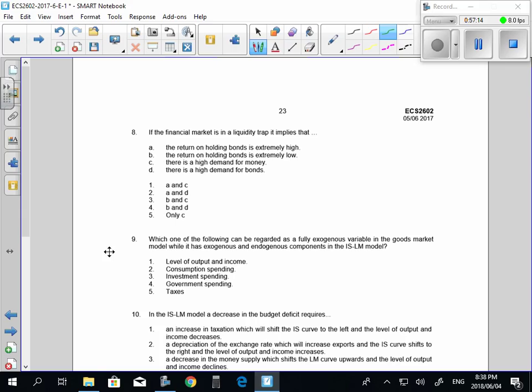Question 8. If we are currently in a liquidity trap, remember where your money supply curve intersects the money demand curve at the horizontal. Very low interest rates. If we shift money supply around, it does not change the interest rates. There is a high demand for money and a low interest rates. Option 3.